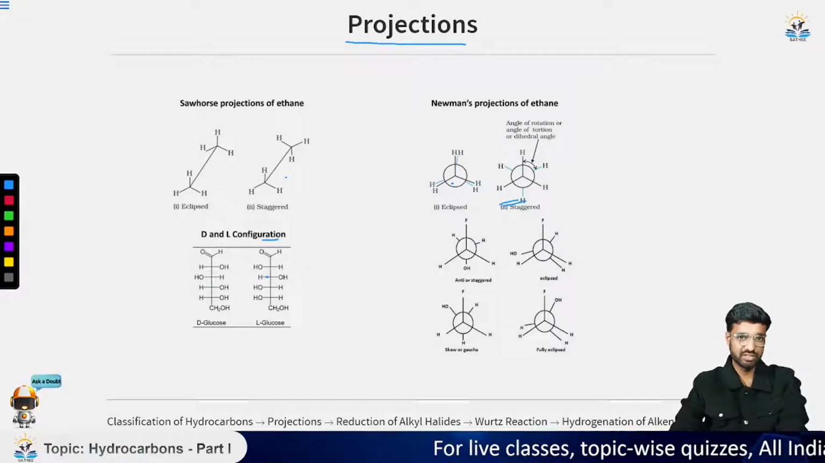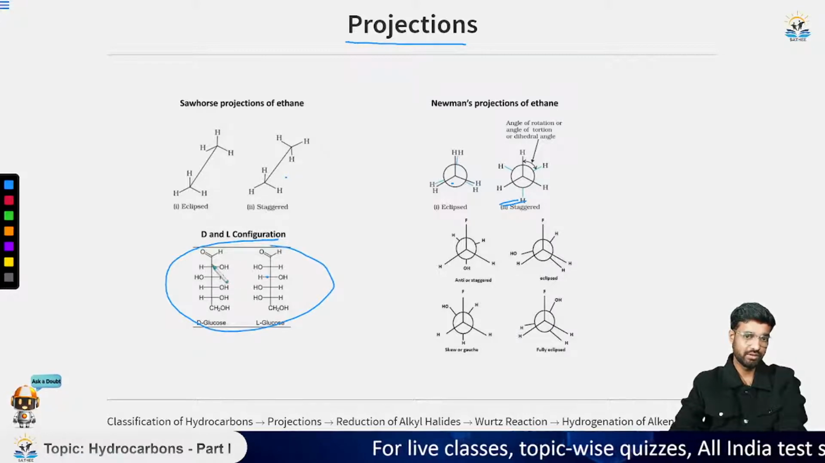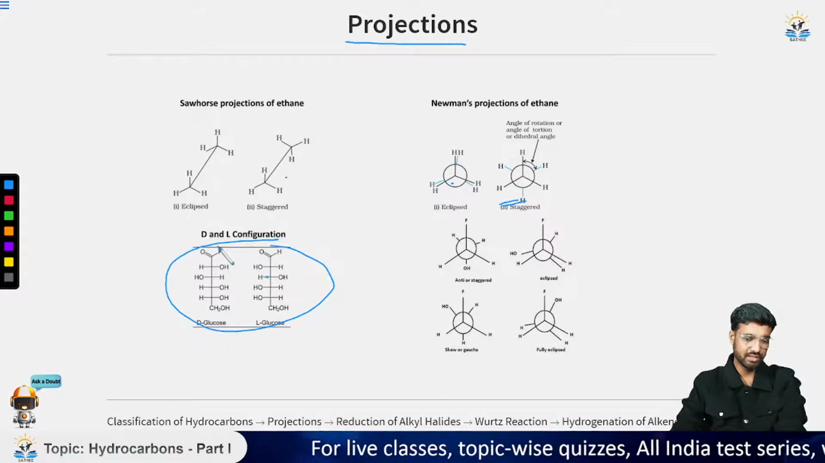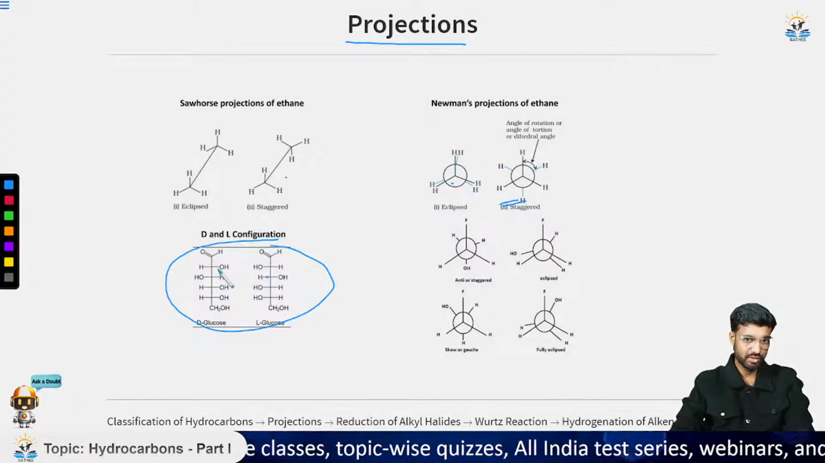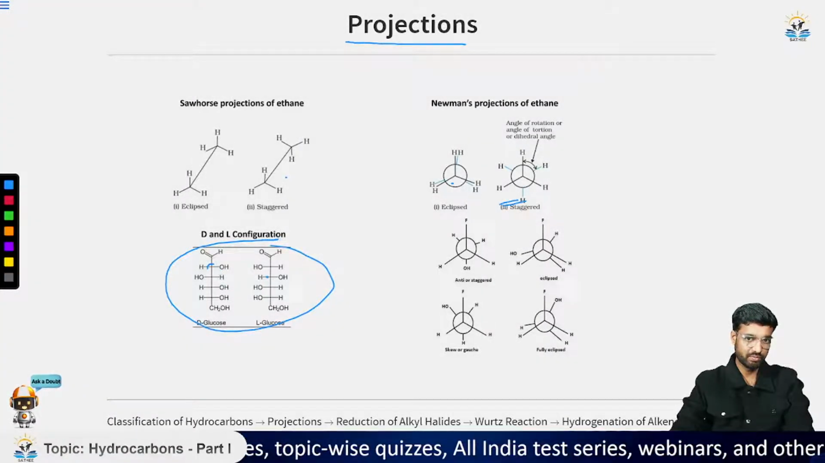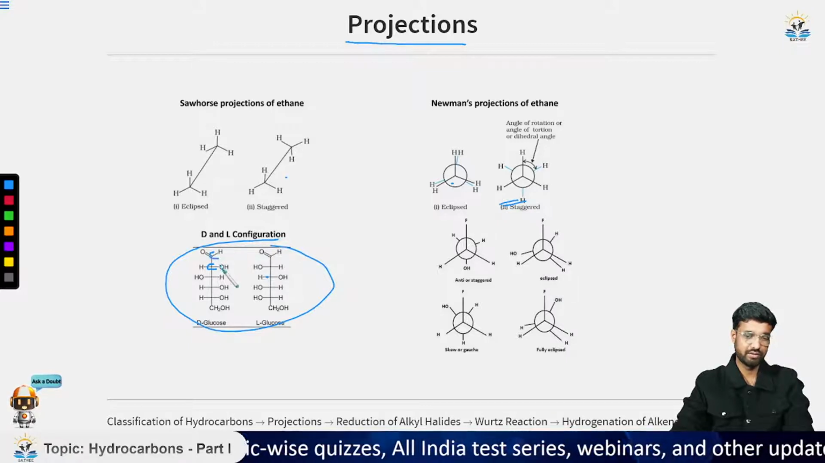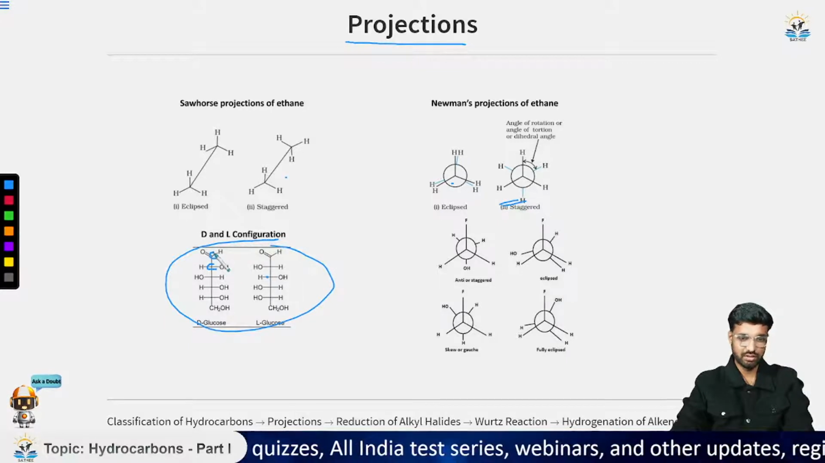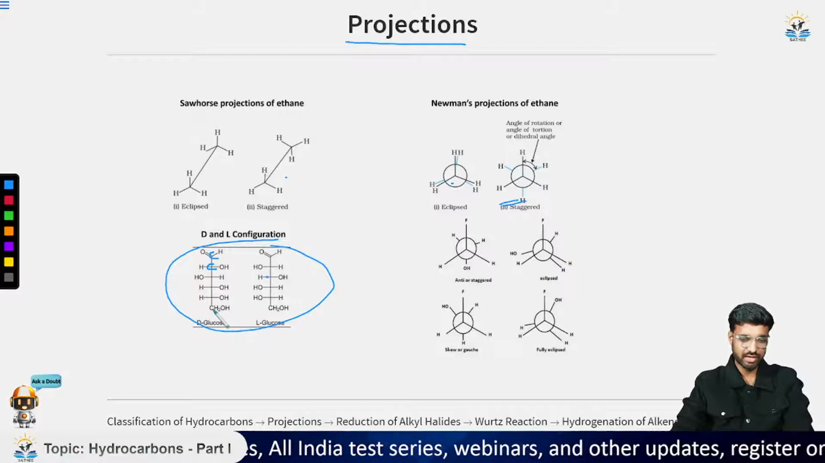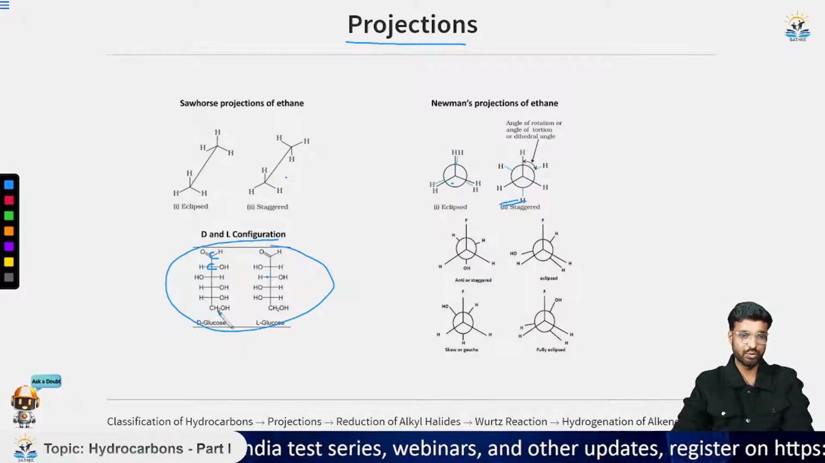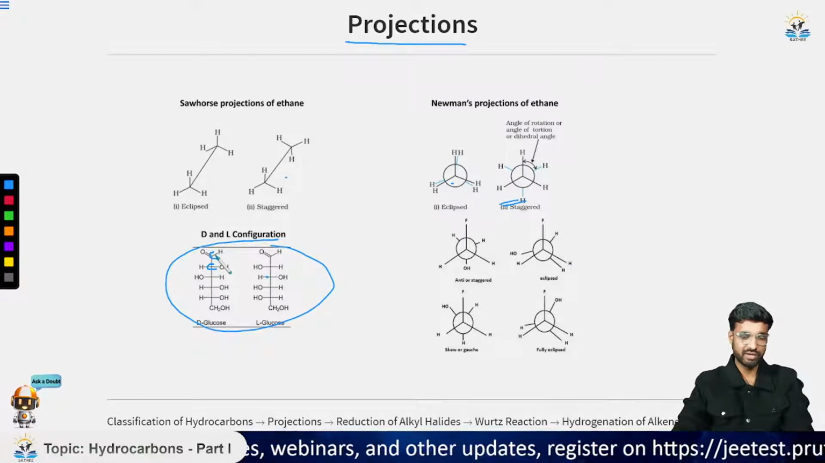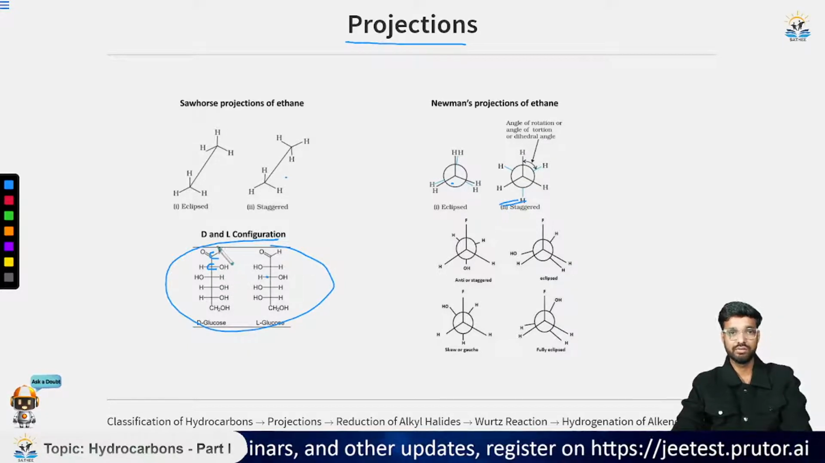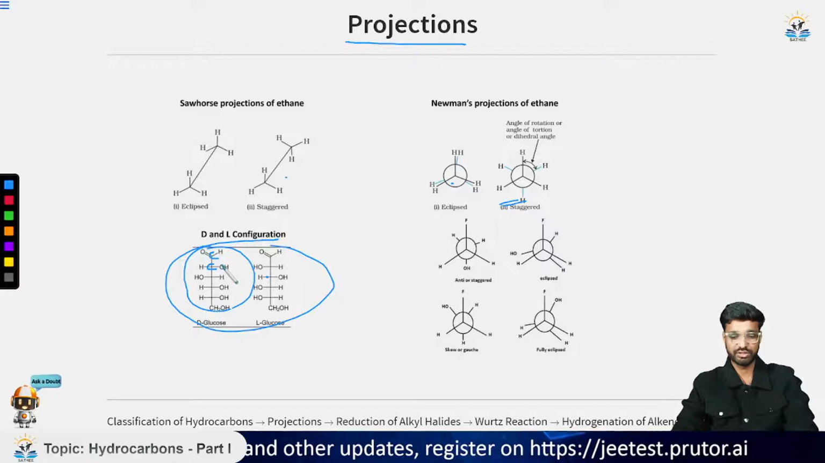Now if you come to this Fischer projection, we are arranging this DL configuration in such a way that the most oxidized carbon is placed at the top, here. So this is the most oxidized carbon, and the least oxidized carbon is placed here because it has the most number of hydrogens, so it is the least oxidized, and since the other has the least number of hydrogens, it is the most oxidized. In this way you can draw the Fischer projection.